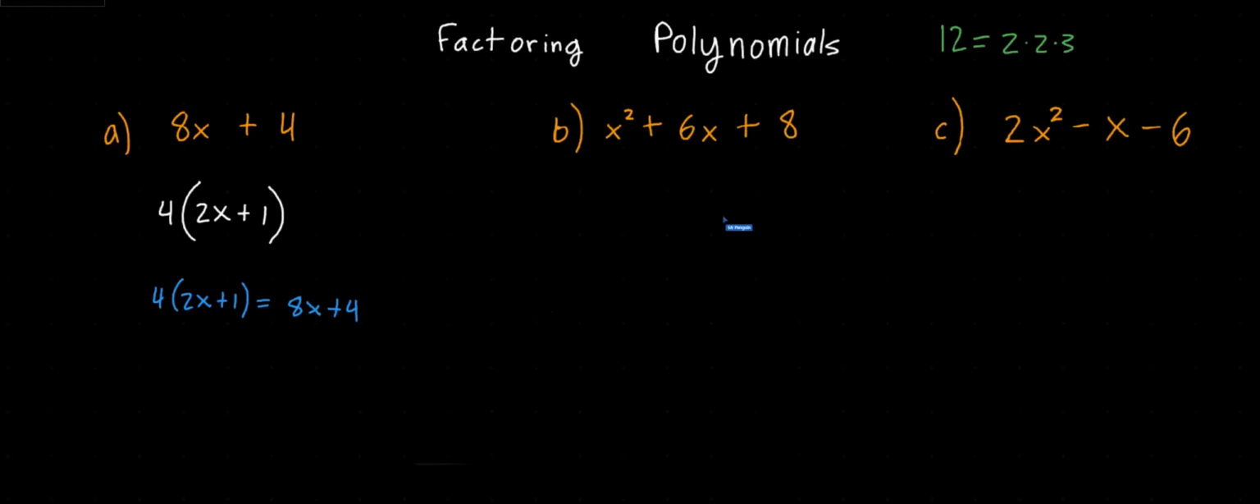Now for B, we have x squared plus 6x plus 8. This is a quadratic because the highest degree is 2. And also the a value is equal to 1. So that means it could be written as x squared plus (a plus b)x plus a times b, and that would be the same as this function.